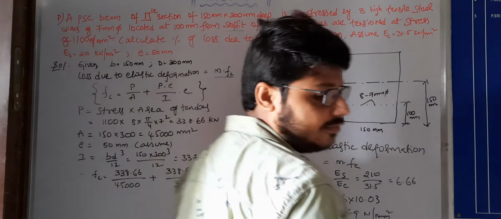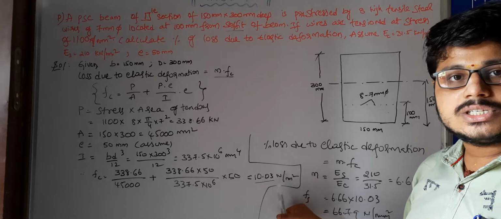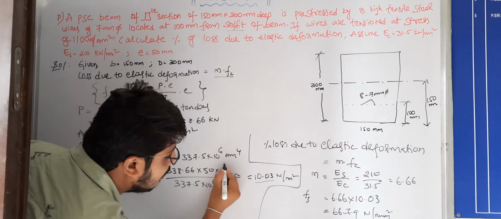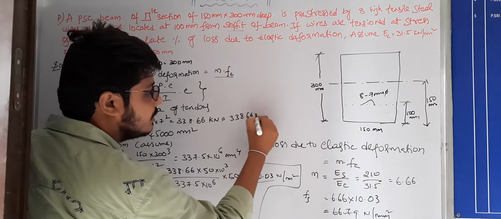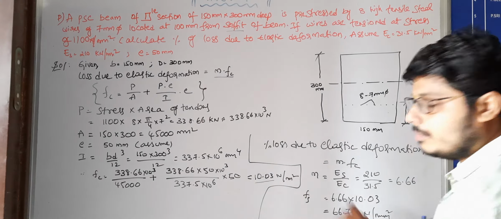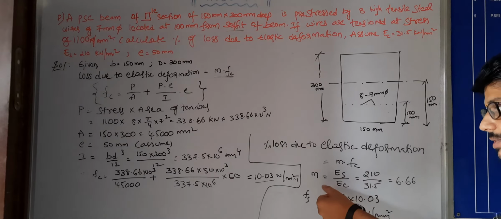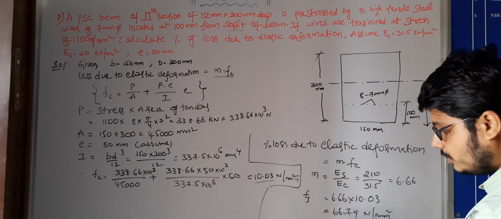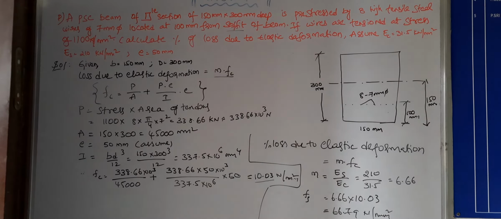If you don't know the conversion from kilonewton to newton, multiply here by 10 cube, and here 10 cube for the area. So 338.66 into 10 cube newtons, and we will get Newton per mm square. This is the loss due to elastic deformation: m into fc, where m is equal to Es by Ec, the modular ratio, 6.66, which we got. m into fc, 10.03, gives the loss as 66.79 Newton per mm square.